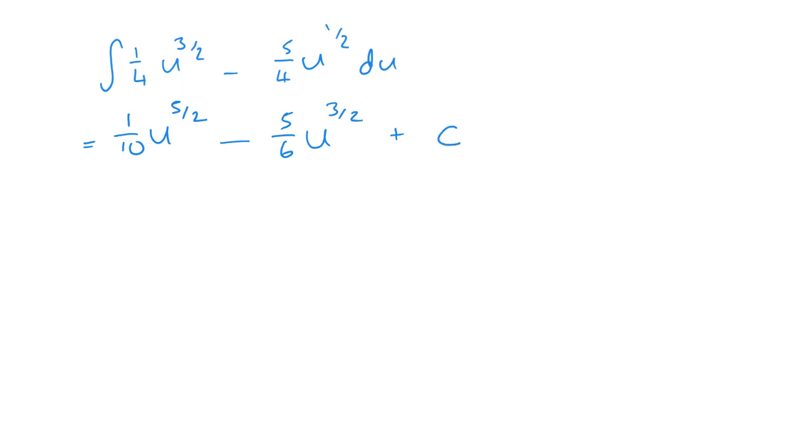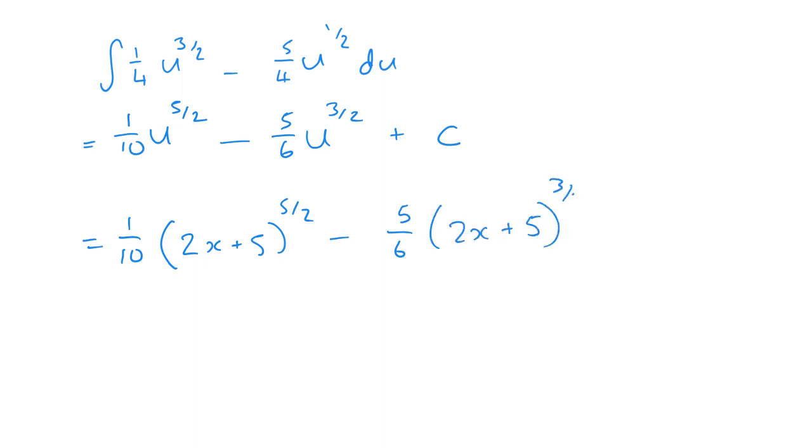And then remember that you were asked to integrate something with x's in it, so you have to put the x's back in at the end. So u was 2x plus 5. So we can put that back in. Now obviously there's ways here of taking out a factor and tidying that up a bit, but we're not going to worry about that. We're just going to worry about the actual integration.